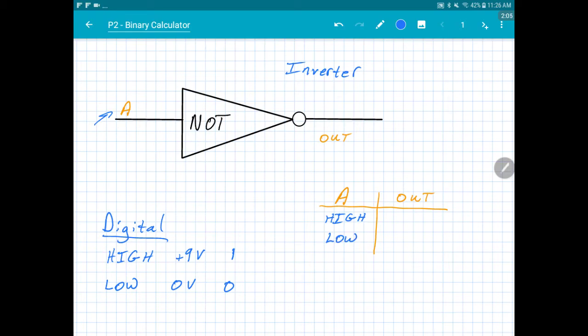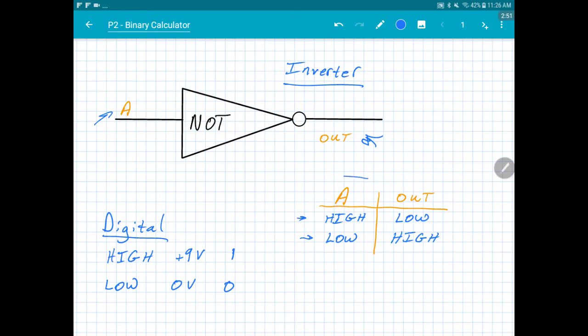The NOT gate takes an input and inverts it. So in this case, if I input a high signal, the output is going to be low. And vice versa, if I input a low signal, 0 volts, then the output is going to be high, or 5 volts, whatever voltage we're using. So that's the inverter. It's one of the simplest ones. It only has one input, and input A can either be high or low.